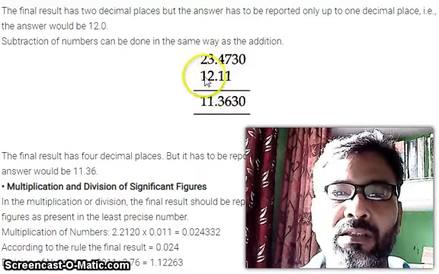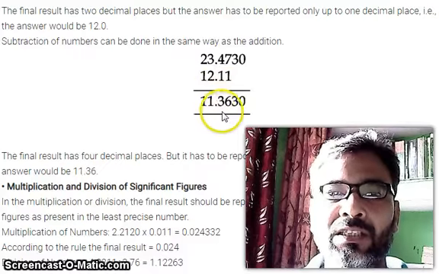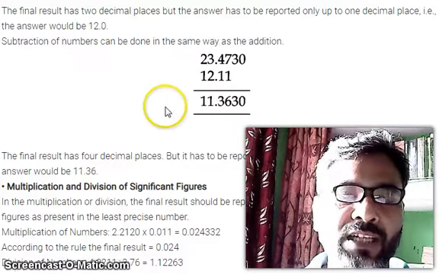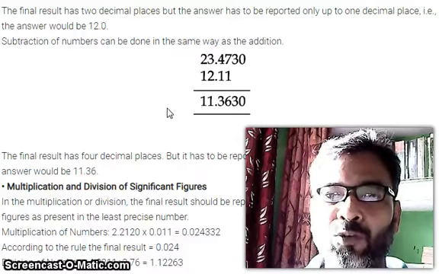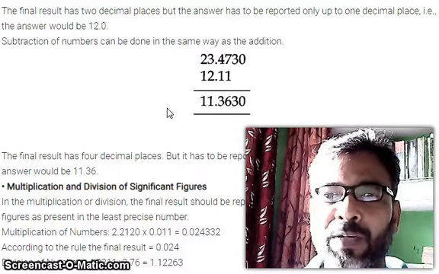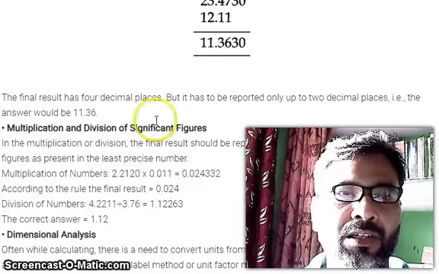23.4730, just subtract 12.11, it will give 11.3630. The final result has 4 decimal places, but it has to be reported only up to 2 decimal places. The answer would be 11.36.